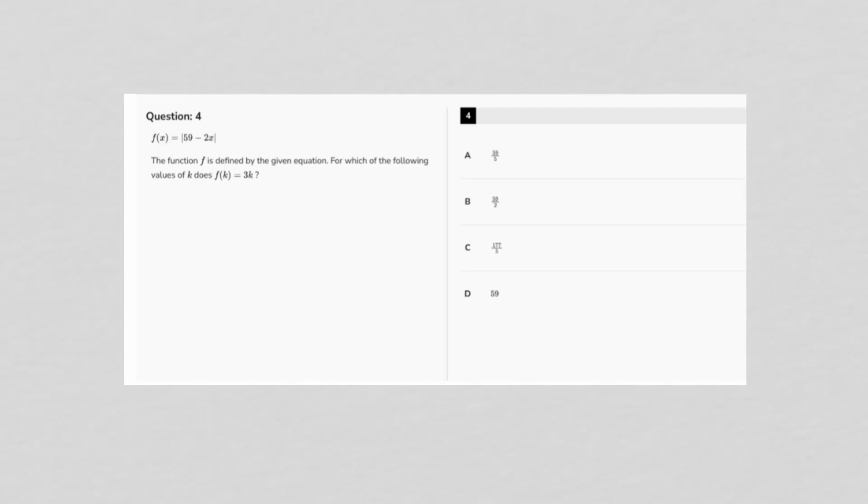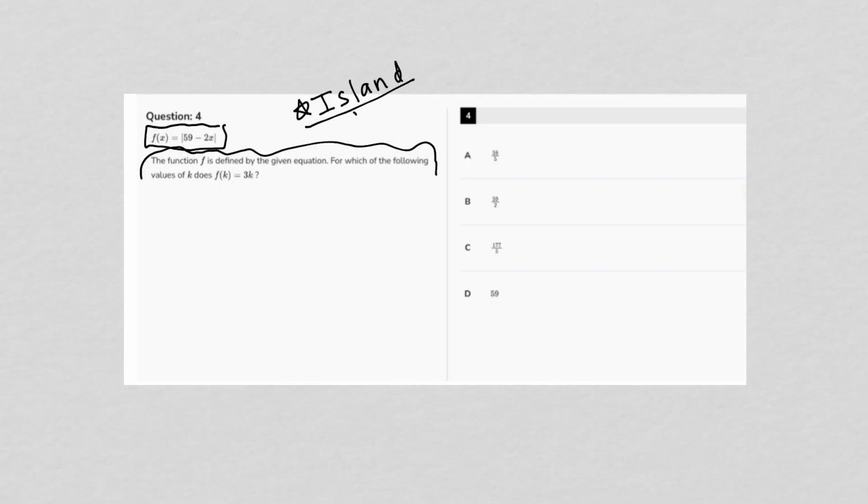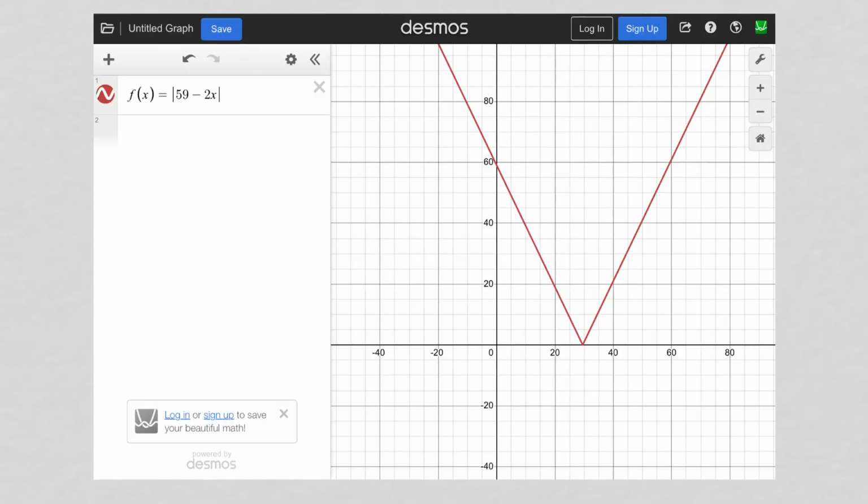So this question is an island question. Any question that has an equation that floats on top of the question, I'm going to call an island question. So whenever I have an island question, I immediately take that equation over to Desmos. I'm going to show you on the next screen exactly what we get by just typing in the same equation that was provided, which is f of x equals absolute value 59 minus 2x.